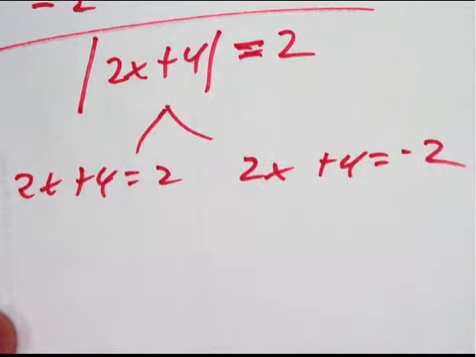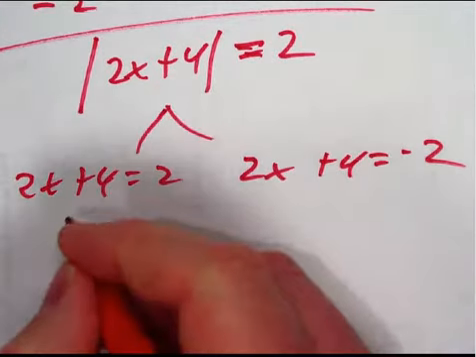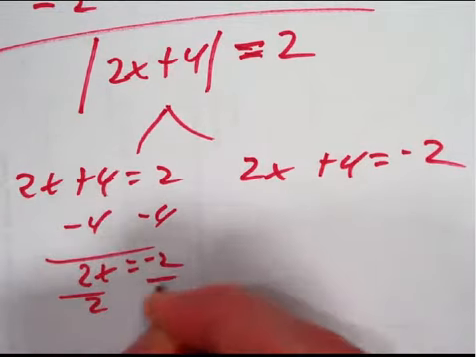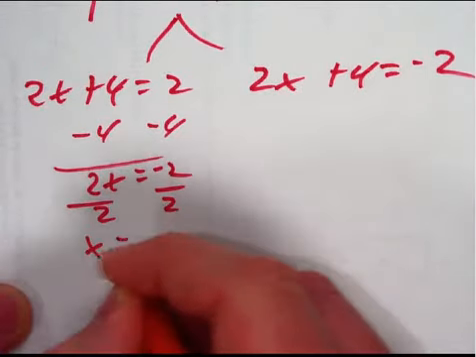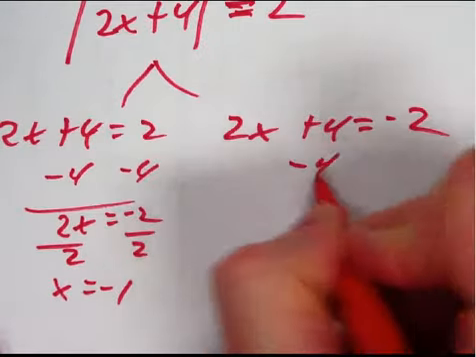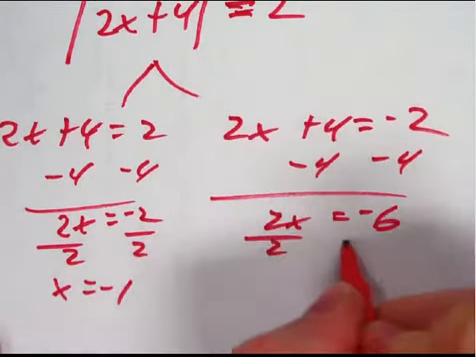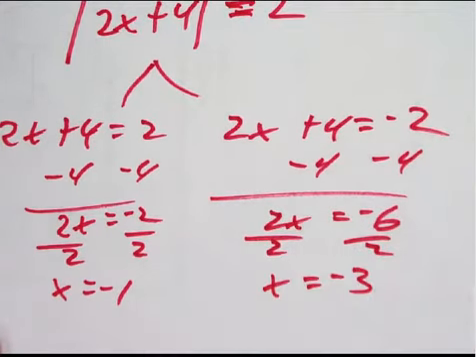There's the positive version, there's the negative version. Subtract 4, 2x equals negative 2, divide by 2, and x equals negative 1. And then over here, subtract 4, 2x equals negative 6, divide by 2, and x equals negative 3. And then you can plug those back in the original, and they will turn out to be 8.